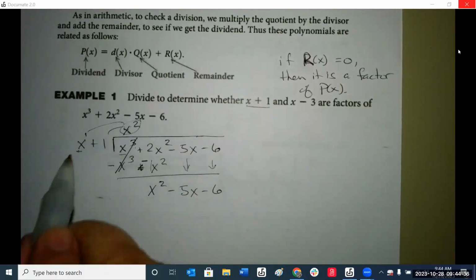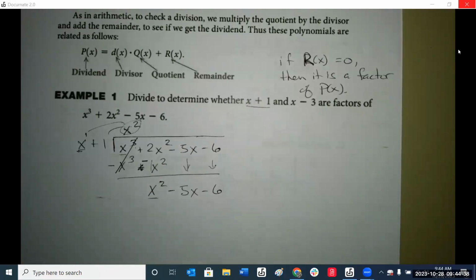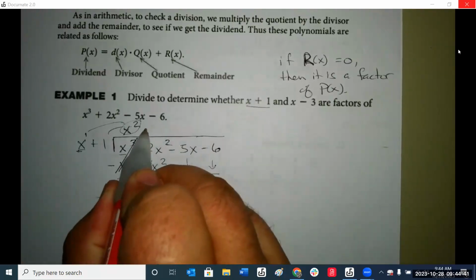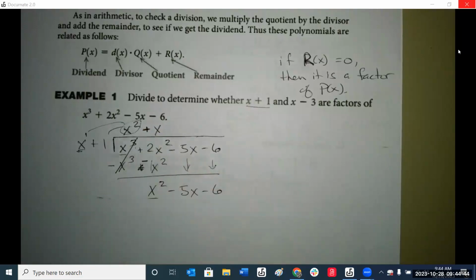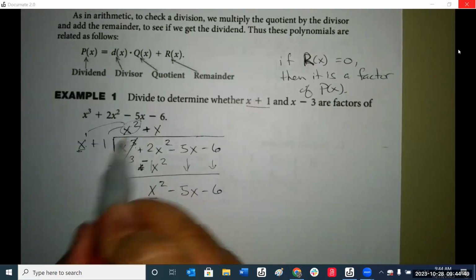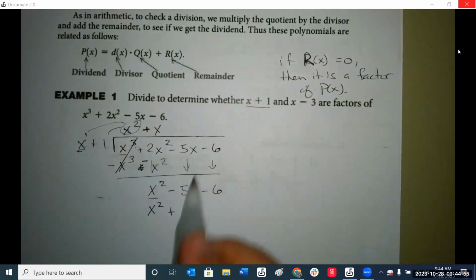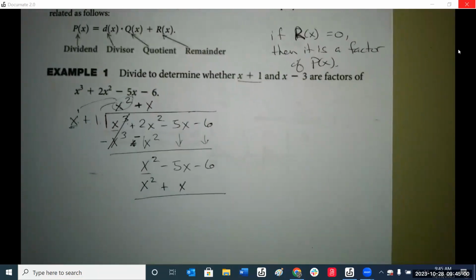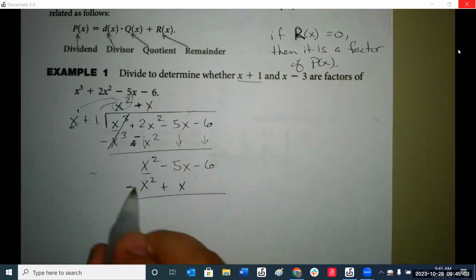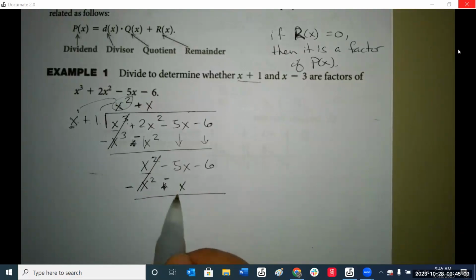Repeat the process. What times x gives me x squared? A positive x. X times x is x squared. Positive times positive is positive. X times 1 is x. Change the signs, what we just put down, and add. Those cancel. Negative 5x minus 1x is negative 6x minus 6.